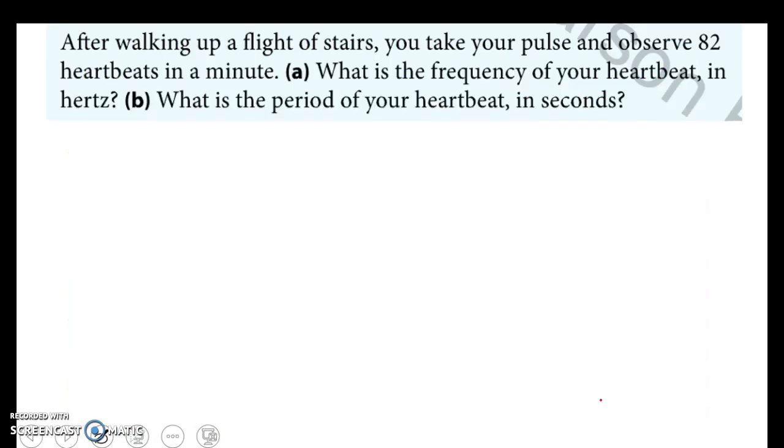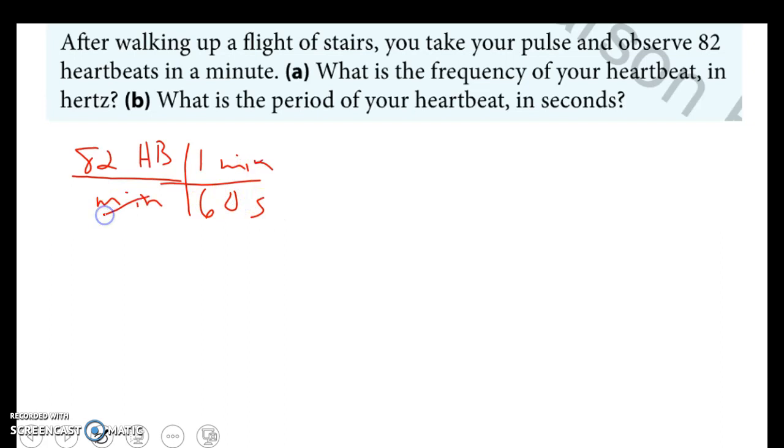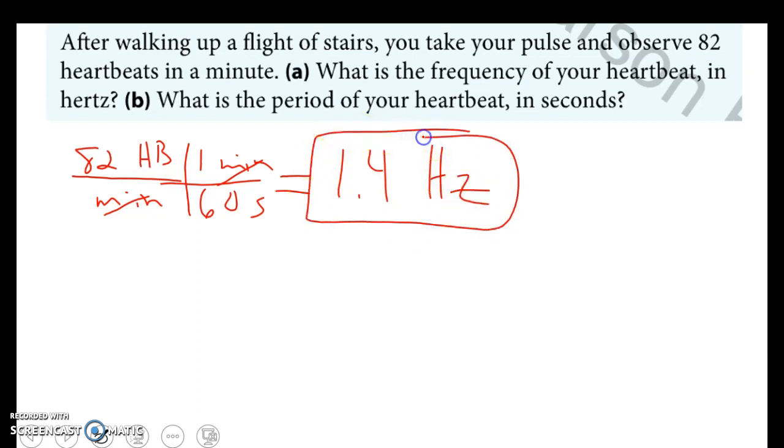Here's an example of usage. Walk up a flight of stairs, you take your pulse and observe 82 heartbeats in a minute. So the question is, how frequent is your heartbeat in hertz? So we take 82 heartbeats in a minute. And hertz is per second, so I'm going to have to convert my minute into 60 seconds. I just take 82 divided by 60 and I get 1.4 hertz. So the frequency of my heartbeat is 1.4 hertz.